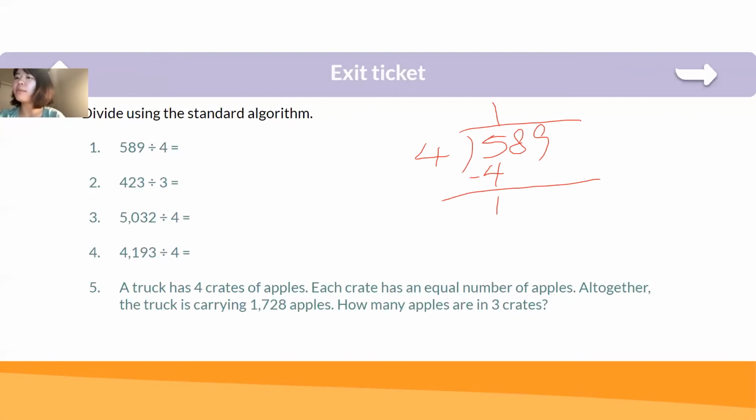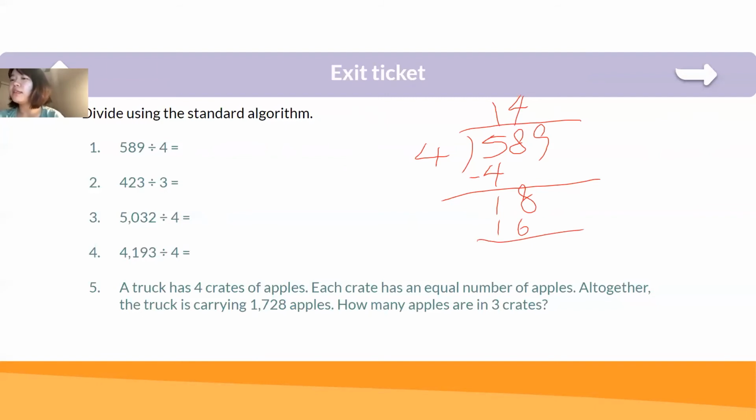And 100 combined to tens. That will be 10 tens. And 10 tens plus 8 tens, that will be 18 tens. And 18 tens divided by 4, we can do 4 times 4 is 16. And 4 times 5 is 20. And 20 is too big. We can use 4. So 4 times 4, 16.